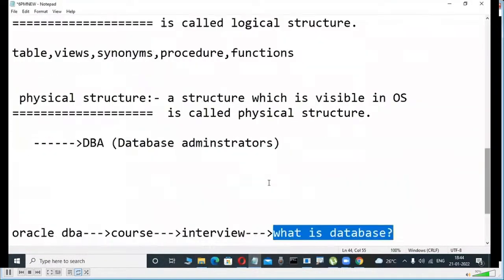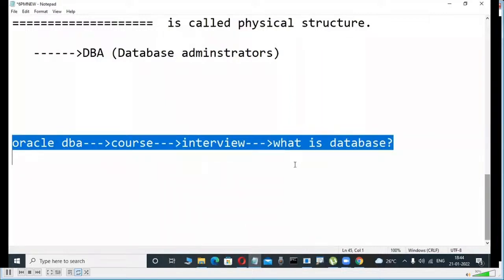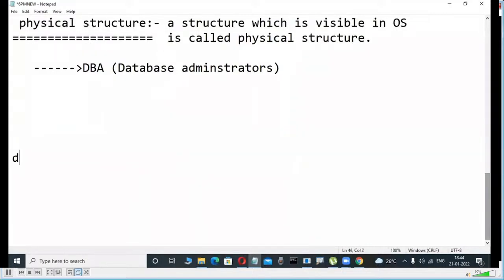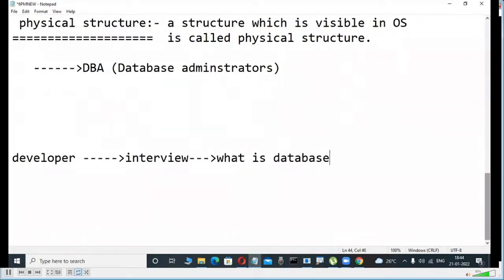Suppose here I'm a developer, not an administrator, for example. I'm a Java developer, a SQL developer, a PL/SQL developer, a Python developer, like that. These developers are attending an interview. What is a database? They are not asking, but generally, okay, what is a database? Here the developers are telling it logical structure wise.